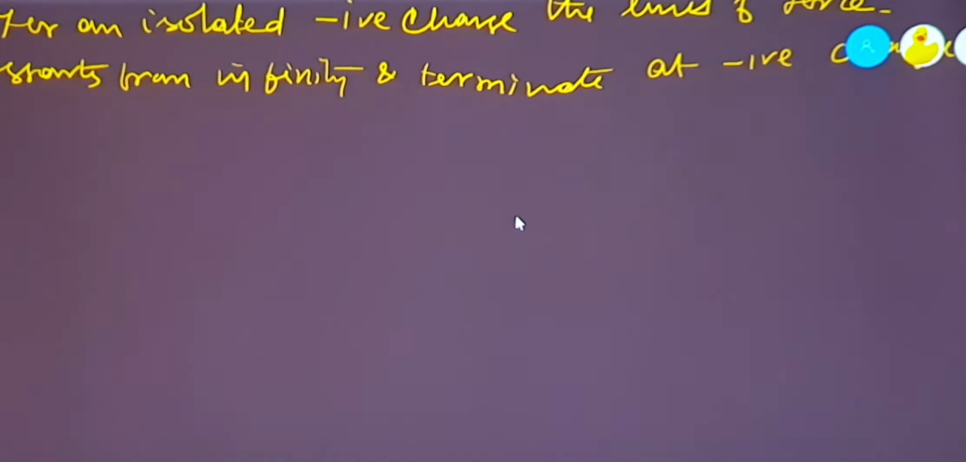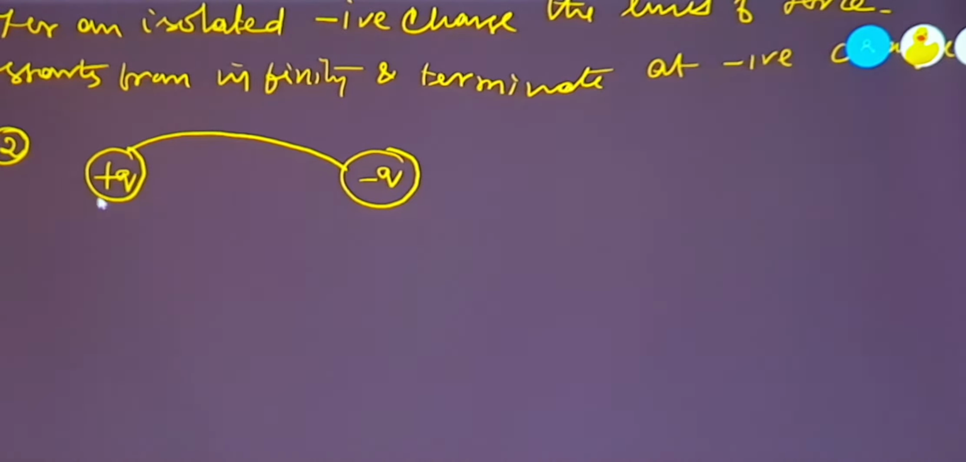Point number 2. Let us consider a diagram. I am having a positive charge plus Q and a negative charge minus Q. Electrical lines always start from the positive charge and terminate at what? Terminate at the negative charge. If you want to calculate the direction of the electrical lines of force at any point, what can we do?